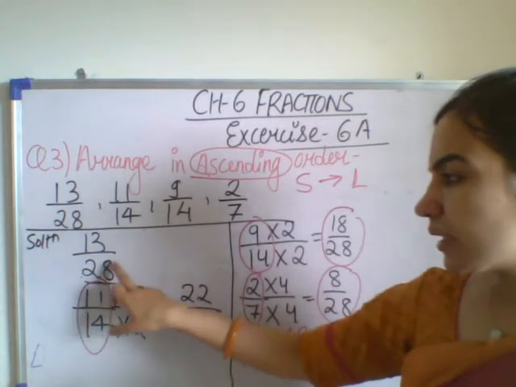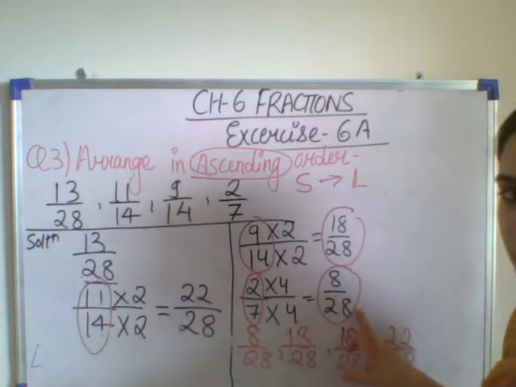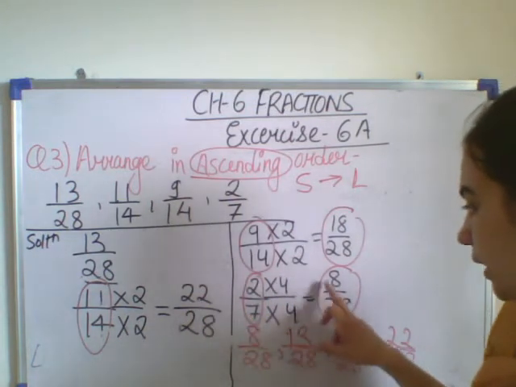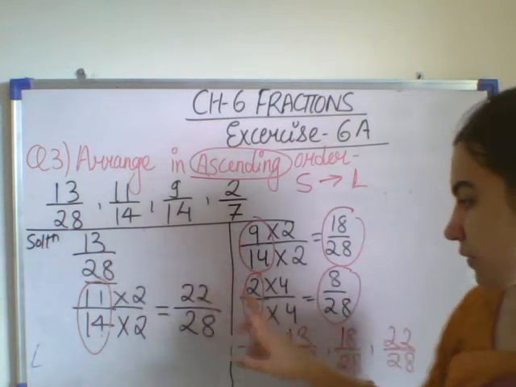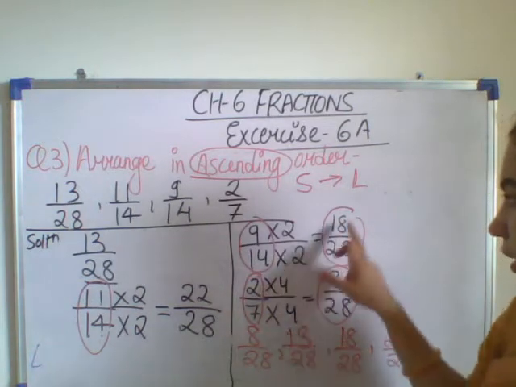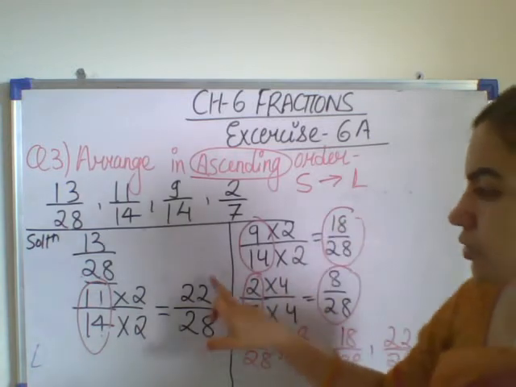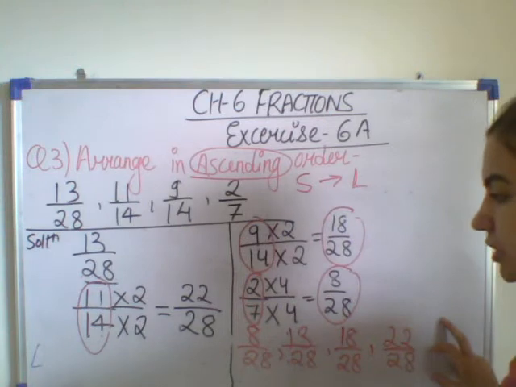Similarly, you will be doing for 9 by 14 and 2 by 7. Now you can see here the denominator in all 4 fractions is 28. Now you have to see only the numerator. Which one is smaller? 8. After 8, which number is smaller? 13. So I have written here 13 by 28. After 13, which number is smaller? It is 18 by 28. After 18, 22. So in this way you have to write the fractions.